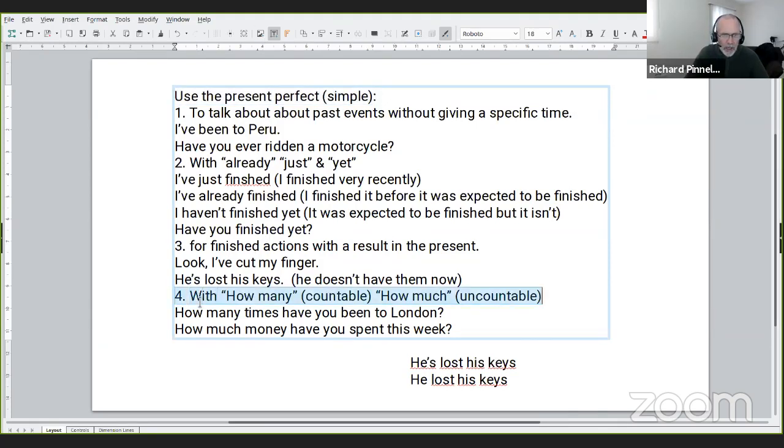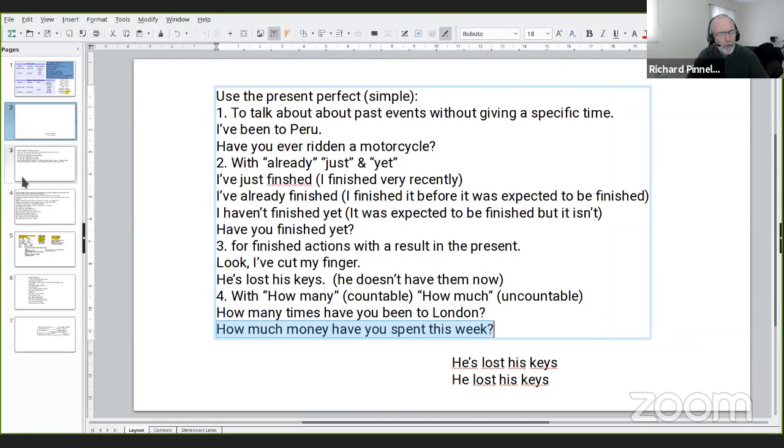The fourth use of the present perfect tense is with the phrases how many or how much, which is like Spanish "cuánto, cuántos, cuánta." How many is used with countable nouns, and how much is used with uncountable nouns. For example, how many times have you been to London? This is how many times in your life. How much money have you spent this week, from the beginning of this week until now? So these are the 4 main uses of the present perfect simple.